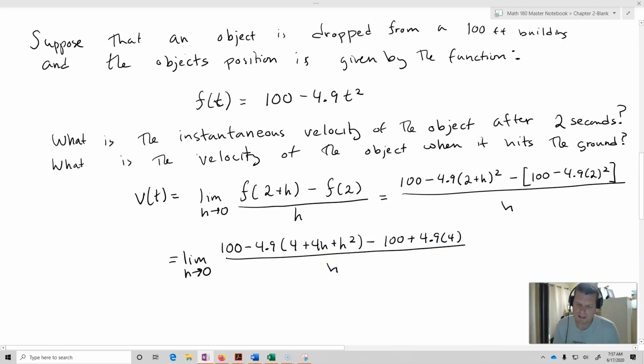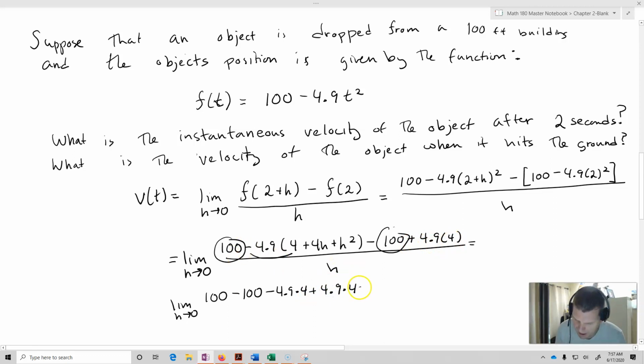Okay? Now what you want to see here is, if I rewrite this again, this is going to end up being the limit as h approaches 0 of 100, and there'll be this 100 here and this 100 here. That's going to be 100 minus 100. I've got a minus 4.9 times 4, and I have a plus 4.9 times 4. And then I have minus 4.9 times 4h, and minus again 4.9 h squared, divided by h.